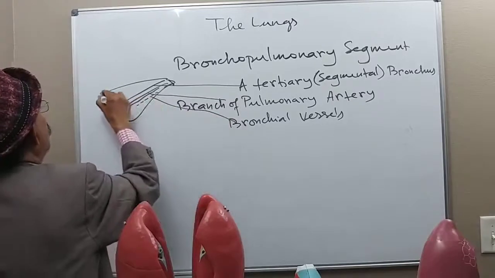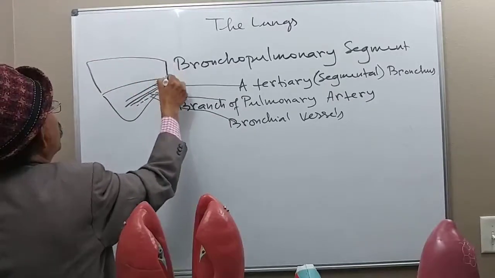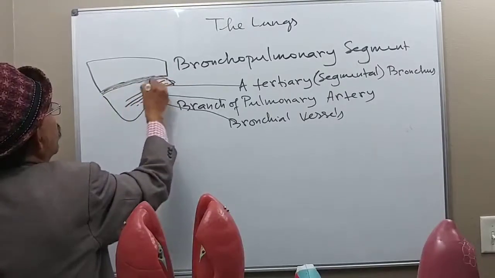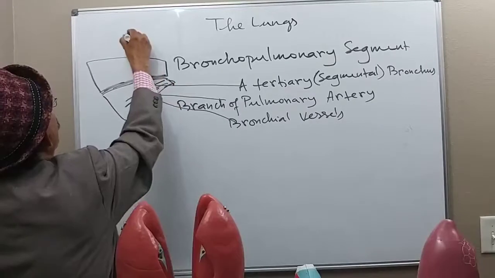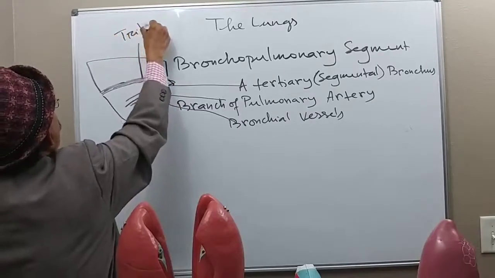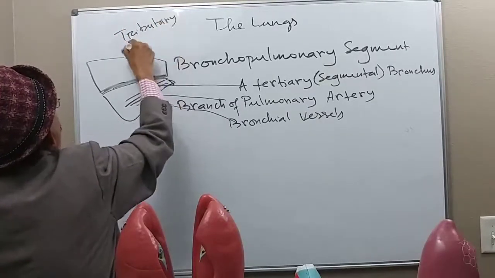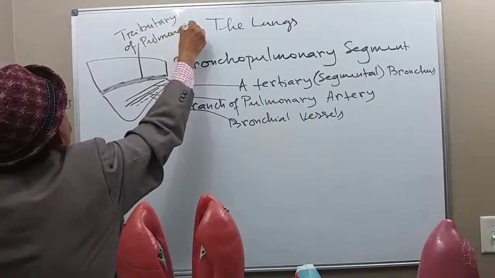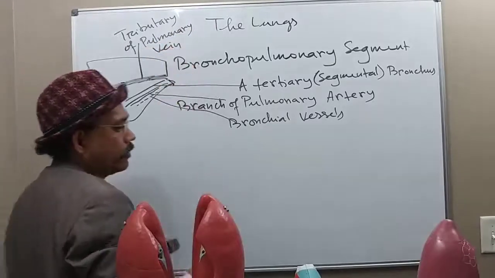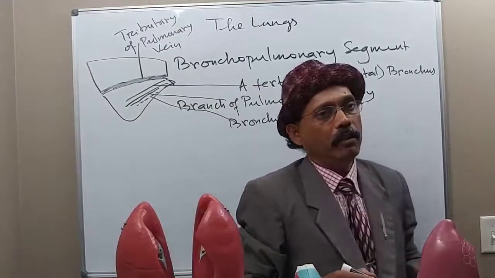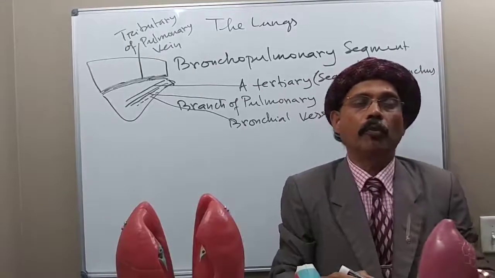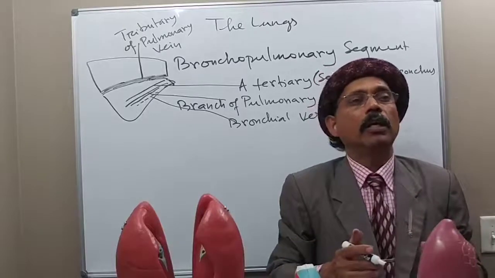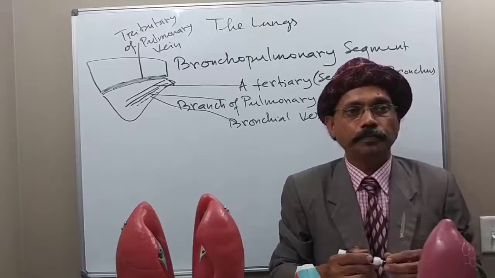But in between the bronchopulmonary segments, we have some connective tissue that is the site for tributary of pulmonary vein. So the tributary of the pulmonary vein is not inside the bronchopulmonary segment. It is in between the bronchopulmonary segments, in the connective tissue septum.